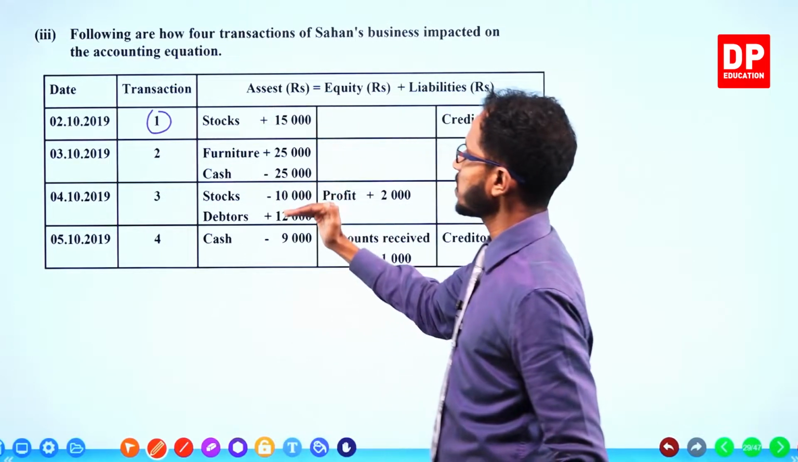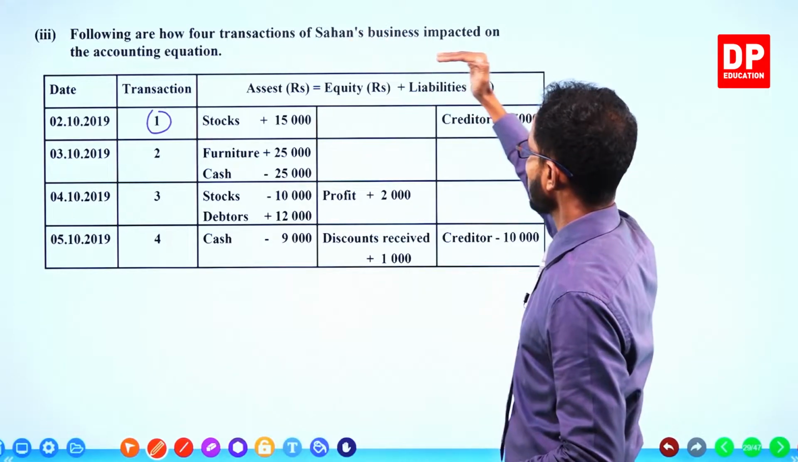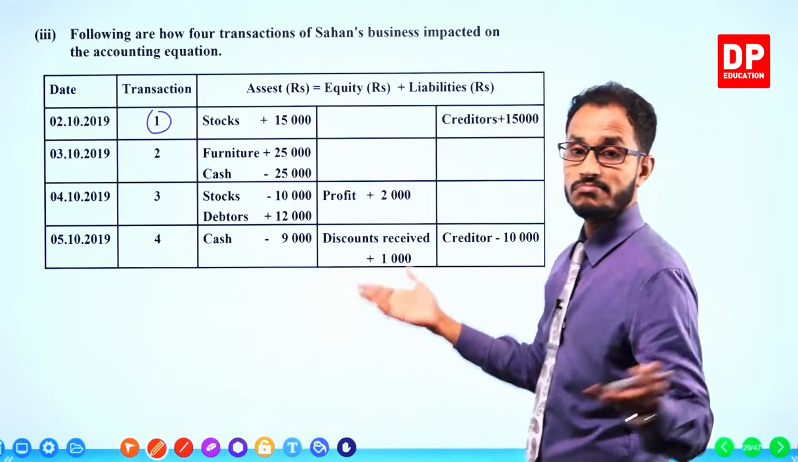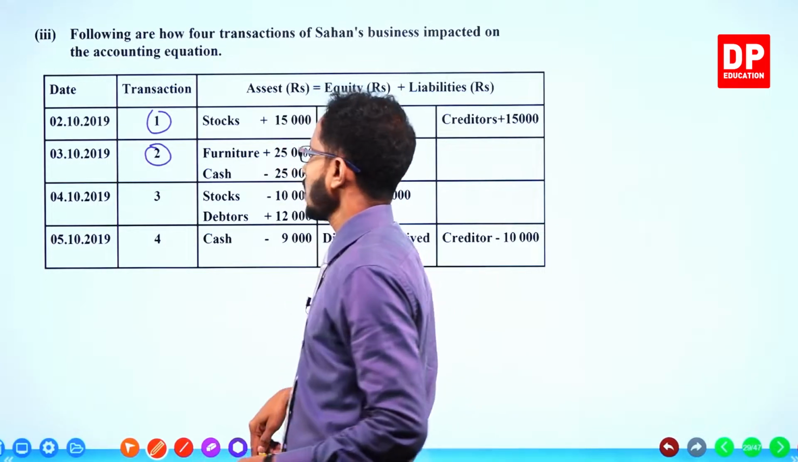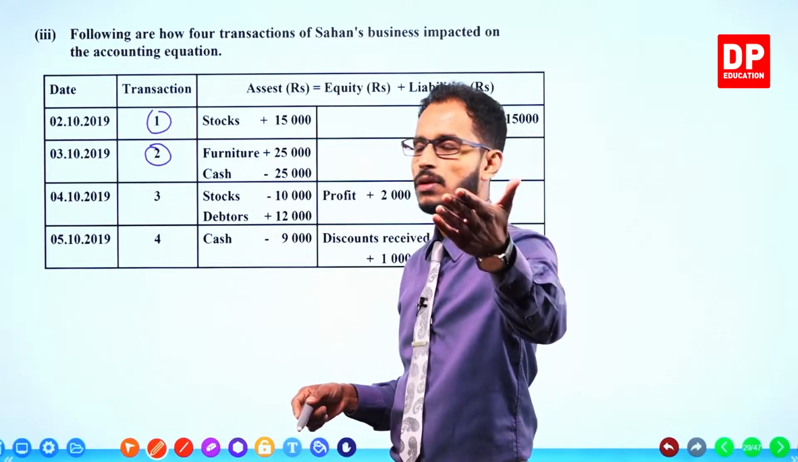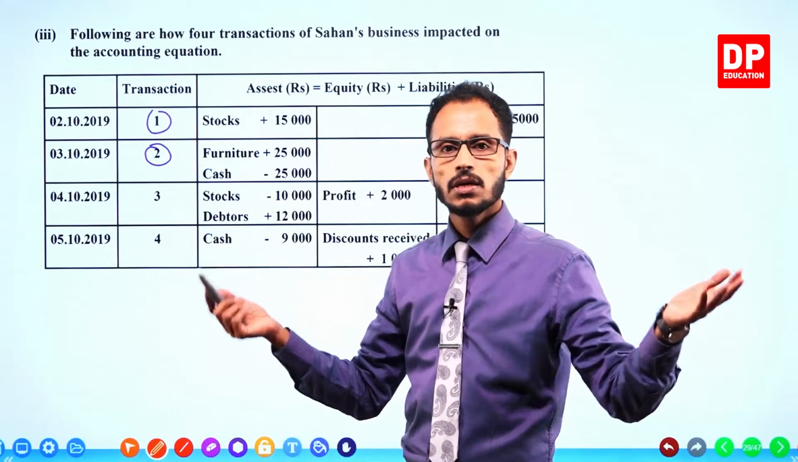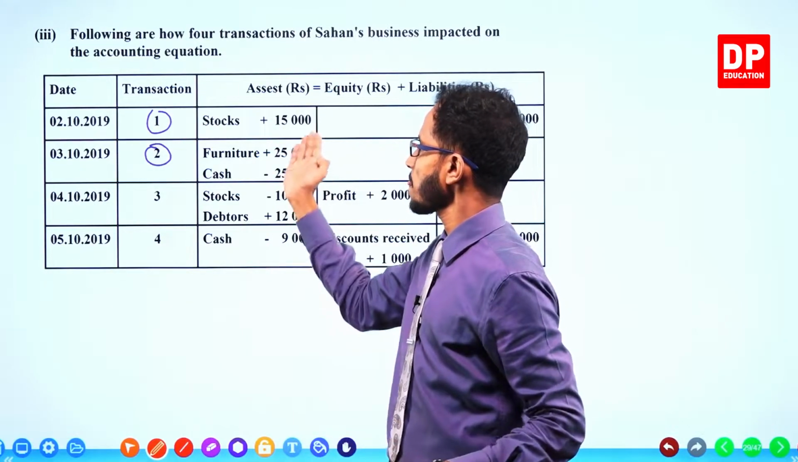Stocks increase 15,000. Creditors also increase 15,000. Easy, no? Second, just tell me the first one. Tell me the first one. You have to know what this transaction is.